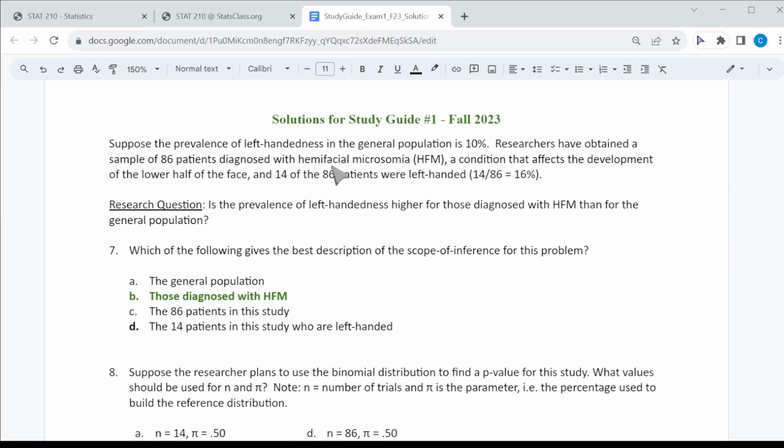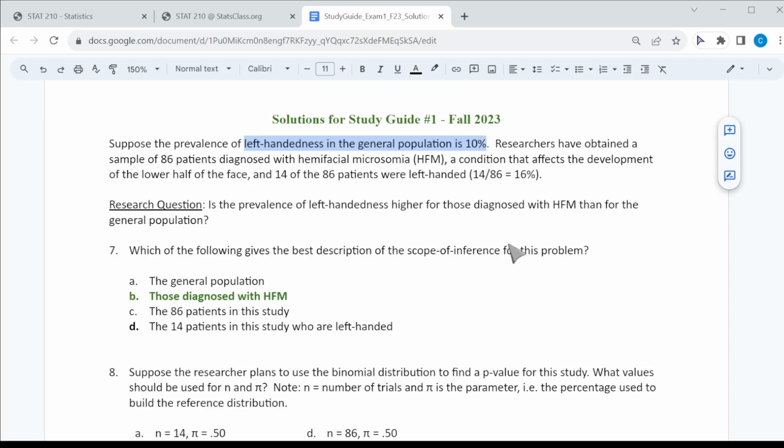This is about people with a medical condition here, HFM. We took information from 86 patients, so that is going to be my sample size here. Looks like the study outcome is at 14. And 10% of the people are left-handed in this situation. So if I ask about the parameter, that's going to be 10%.